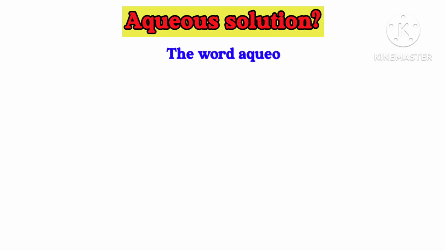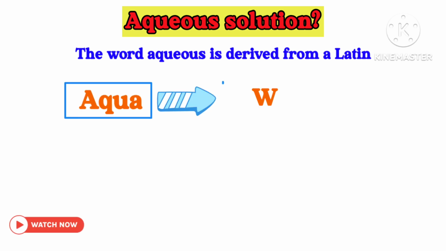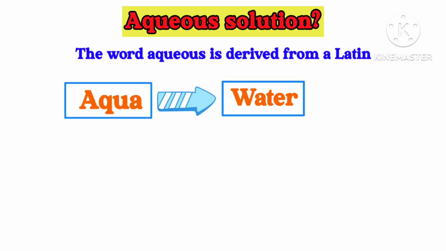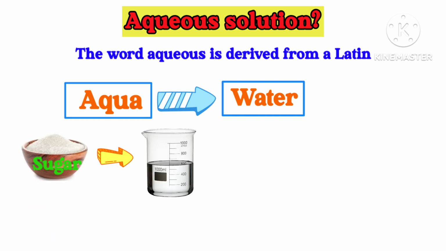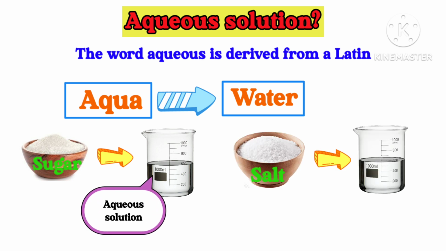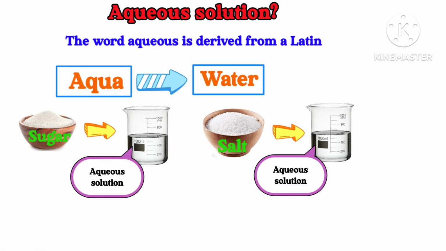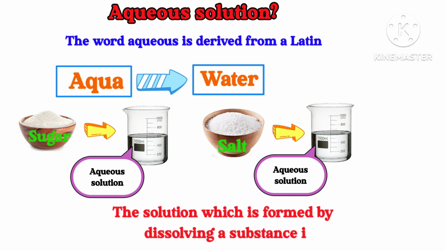Well, the word aqueous is derived from a Latin word aqua. Aqua means water, so aqueous solution means water solution. For example, when you add sugar into the water, you get aqueous solution. When you add salt into the water, you get aqueous solution. Therefore, we define aqueous solution as the solution which is formed by dissolving a substance in water. In aqueous solution, the water is present in large amount as solvent.